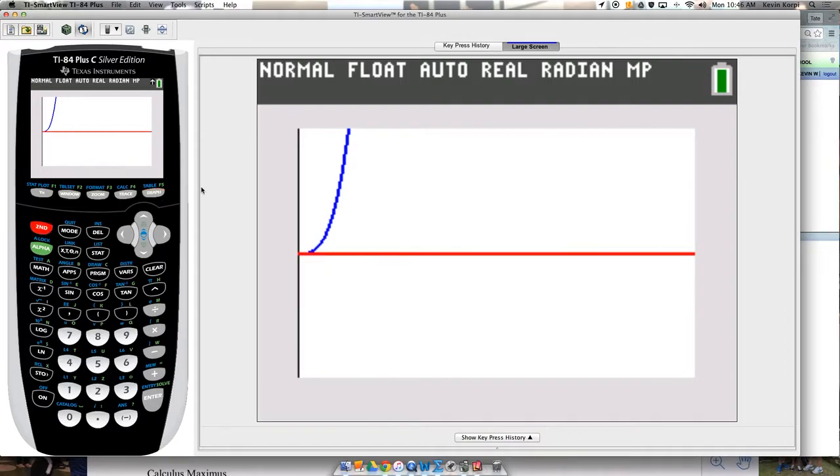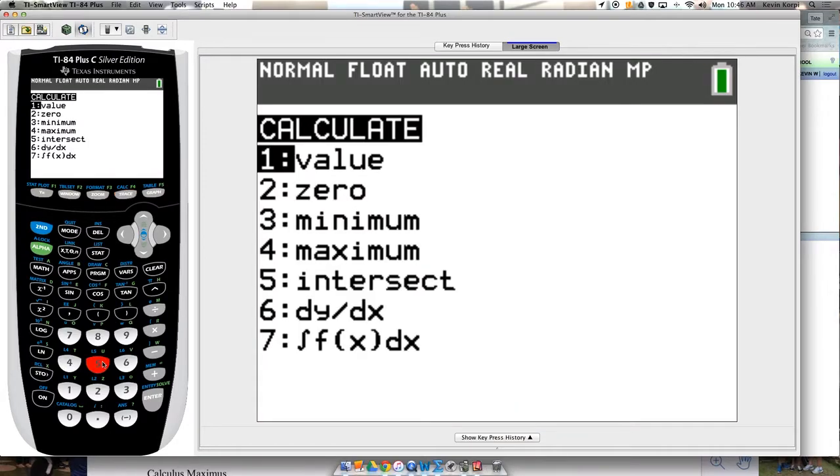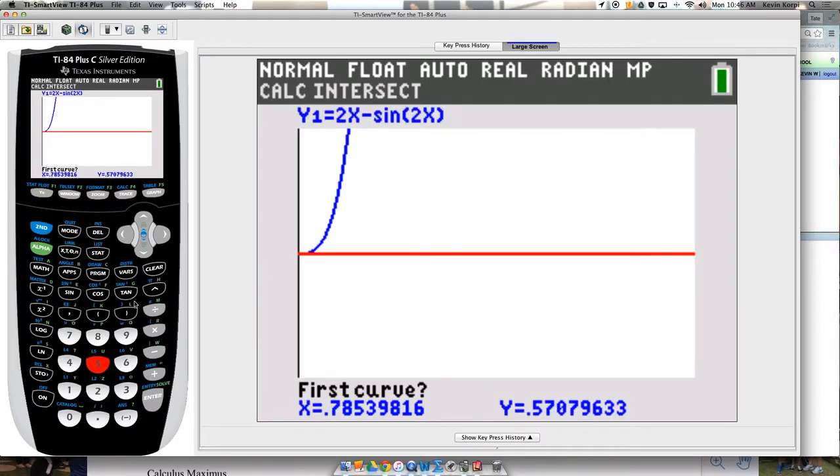Well, at this point, you could go second trace number 5. If it does go from negative to positive right in there, your calculator should be able to detect it. So second trace 5, first curve, there's my derivative, right? 2x minus sine of 2x. And then 0 is the second one. And for your guess, you can just hit enter.